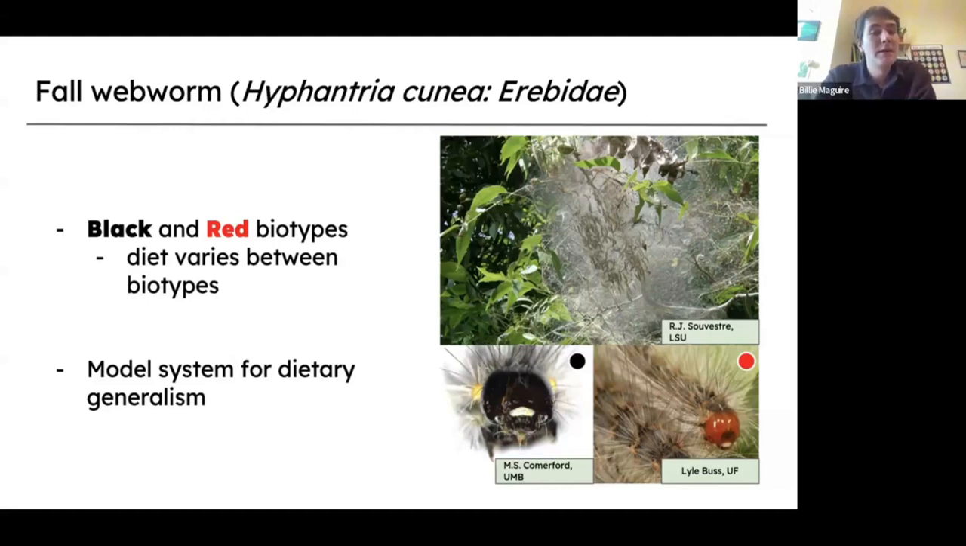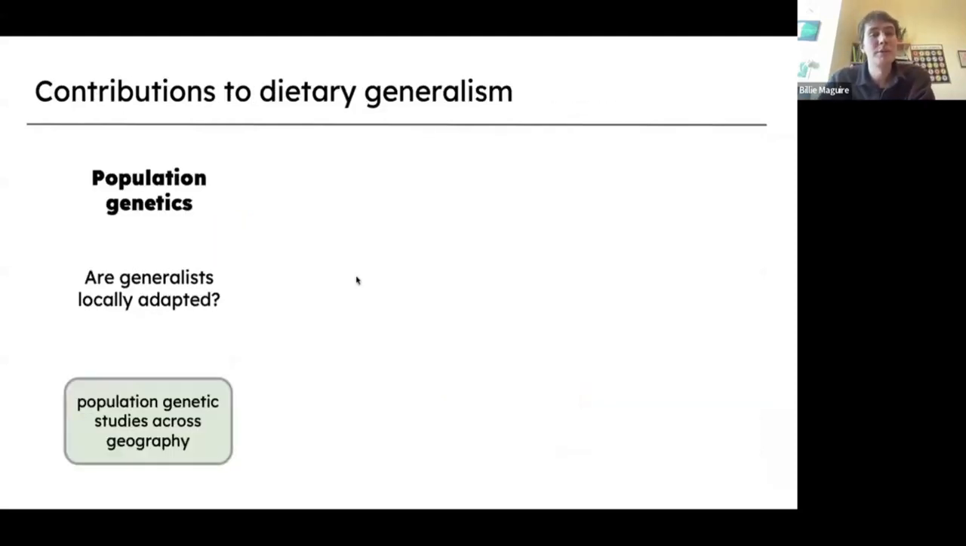And so this makes fall webworm an attractive model system for studying dietary generalism because we have diet that varies along these two axes, this geographic and local axis, and also this genetic axis. And this allows us to ask some questions about what contributes to dietary generalism, about what some of the genetic and genomic contributions to dietary generalism are.